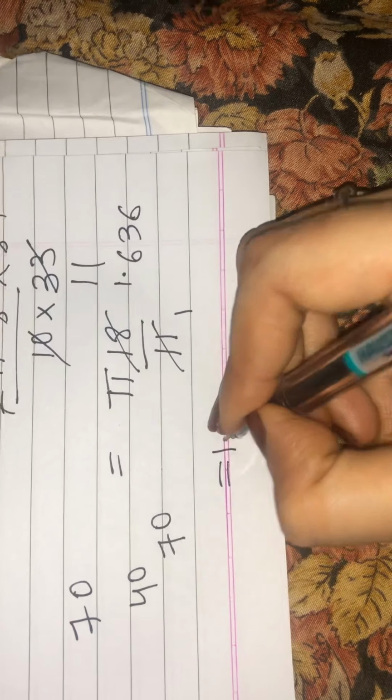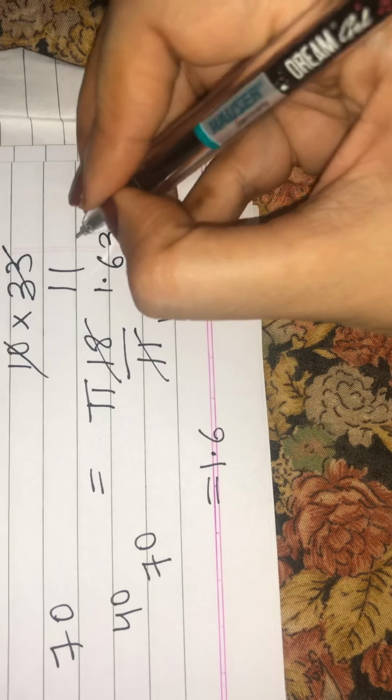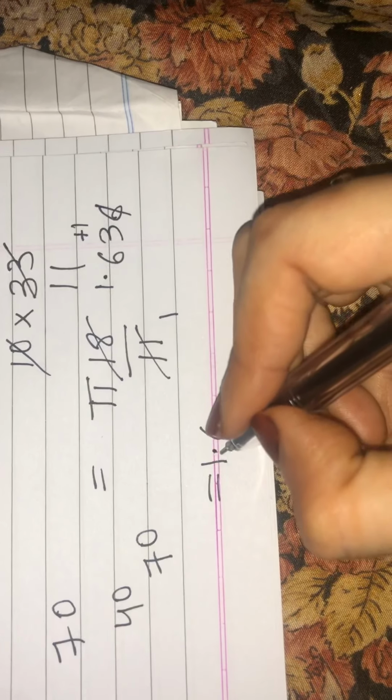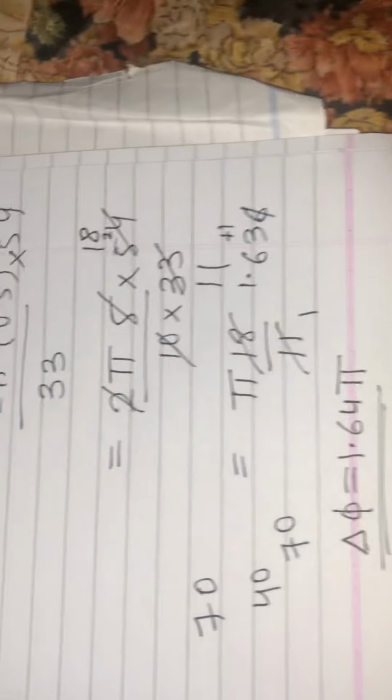It will be 1.6. Okay, now let's round off because the next digit is greater than 5, so it will become plus 1 over here. So it will be 1.64, and this pi is the phase difference. This will be the phase difference, that is 1.64 pi.